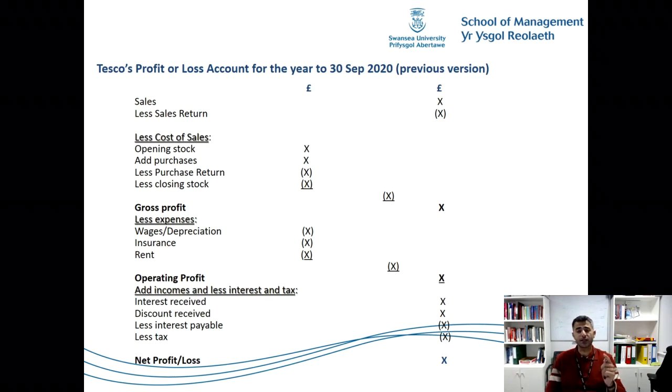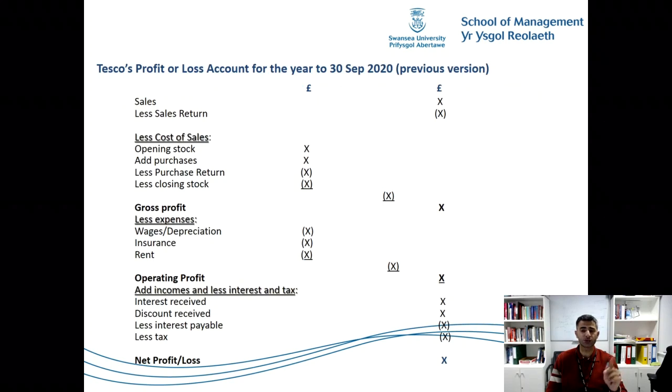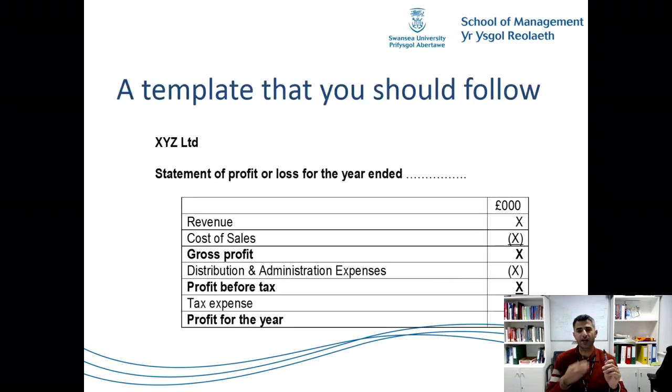Now if you ask me which template we're going to follow, of course we're going to follow this one. And the workings, we will do on a separate page, not on the statement. We will do the workings and then go back to the statement and write the final figure. This is the way we will do it.